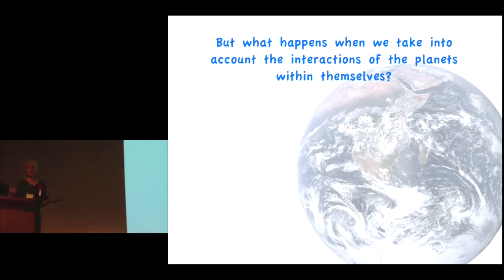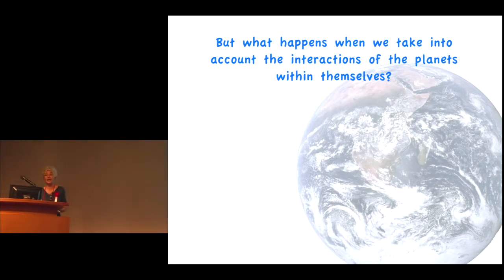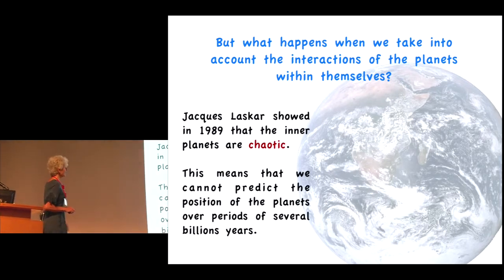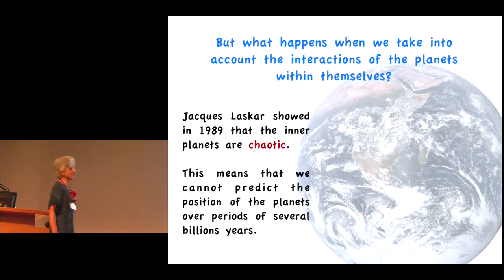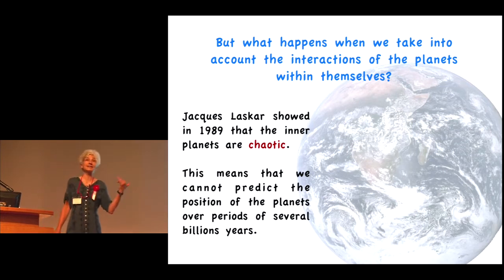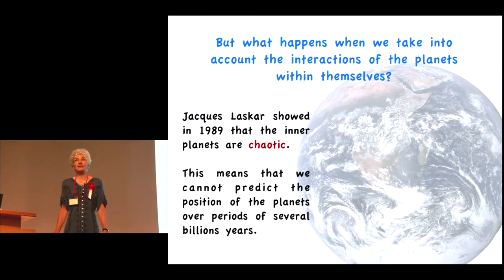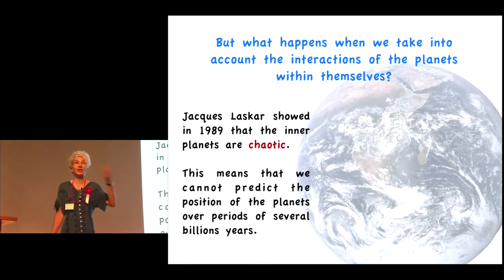But we don't have just the Earth and the Sun. We have other planets. So what happens if we take into account the interaction of the planets? At the end of the 20th century, Jacques Lascar showed in 1981 that the inner planets are chaotic. The inner planets are Mercury, Venus, the Earth, and Mars. Chaotic means that we cannot predict the position of the planets for a long period of time. We can predict for thousands of years, but we cannot predict for millions of years, because it's a chaotic movement.